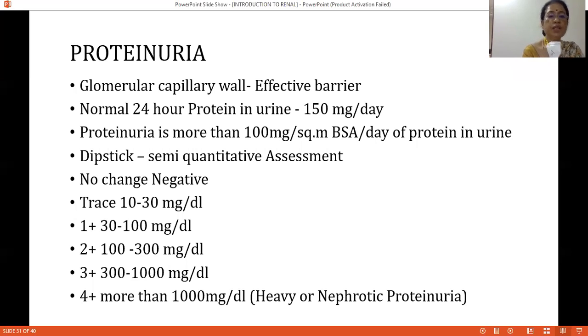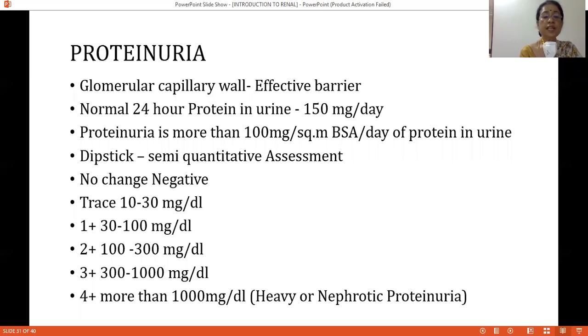So always remember, during the filtration period, only the small molecular weight proteins are filtered, and that protein you may get in the urine. Normally in 24 hours, protein found is 150 milligram per day. Proteinuria more than 100 milligram per square meter of body surface area means it is abnormal.